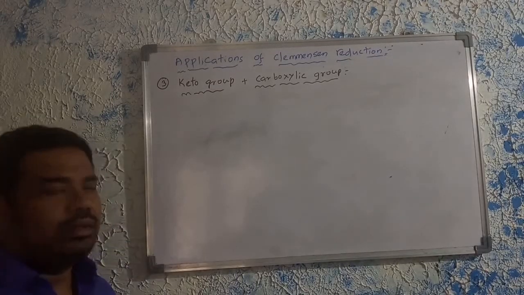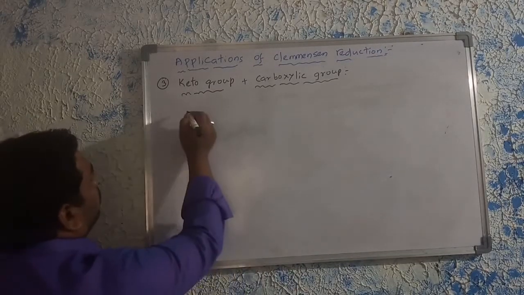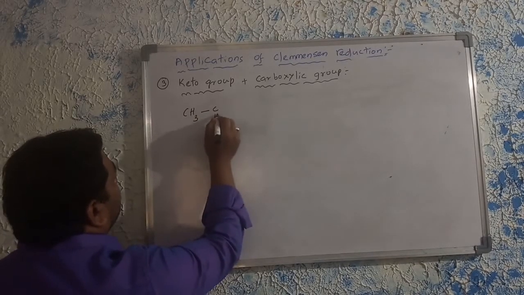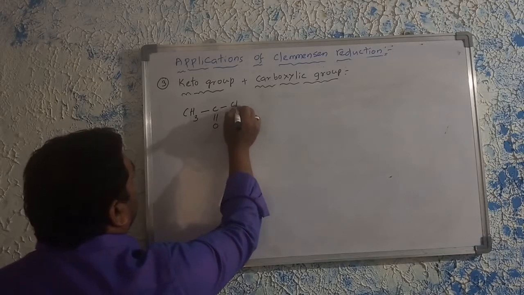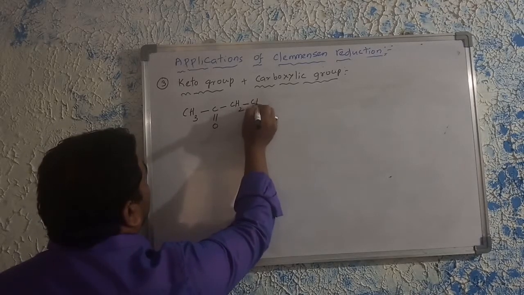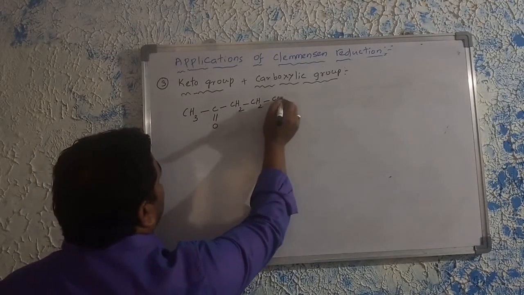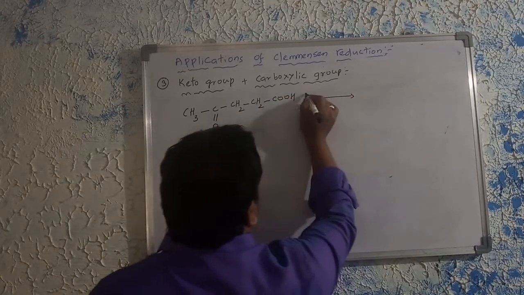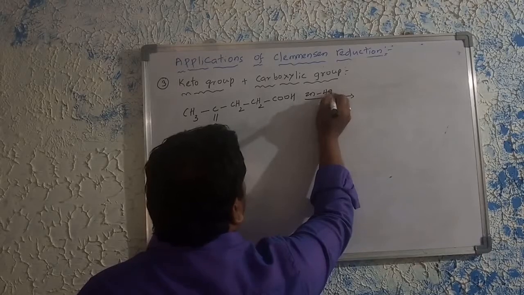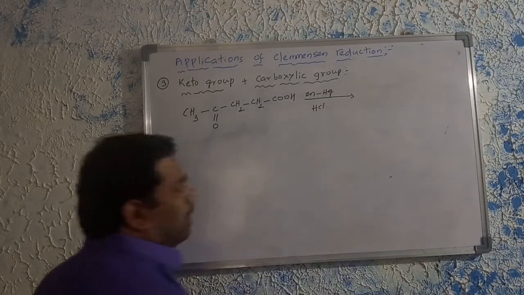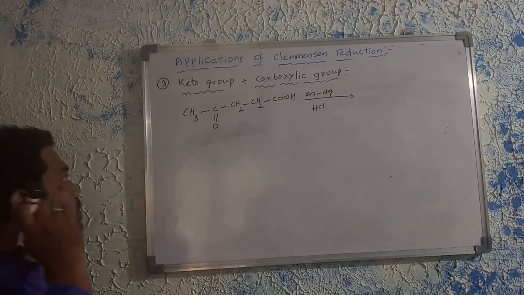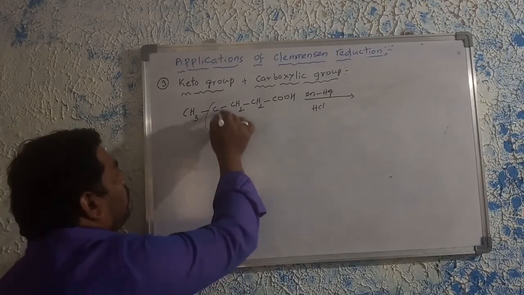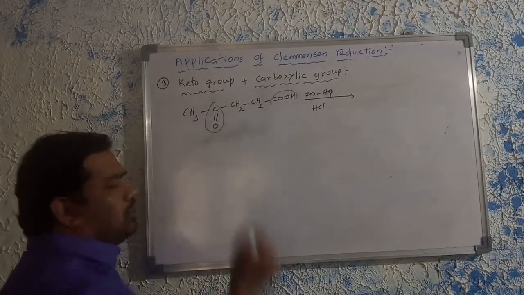Keto group plus carboxylic acid group. Example: CH3 C double bond O CH2 CH2 COOH. React with zinc amalgam HCl. So here you see the keto group is there and the COOH group is there.